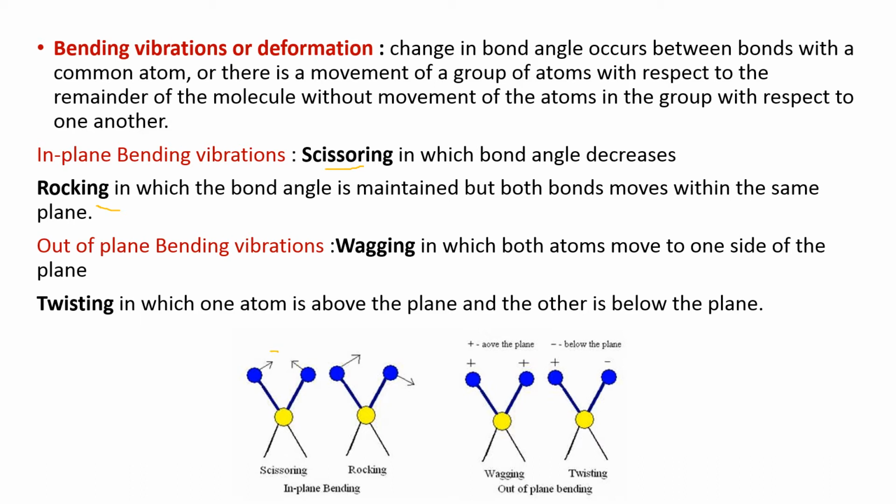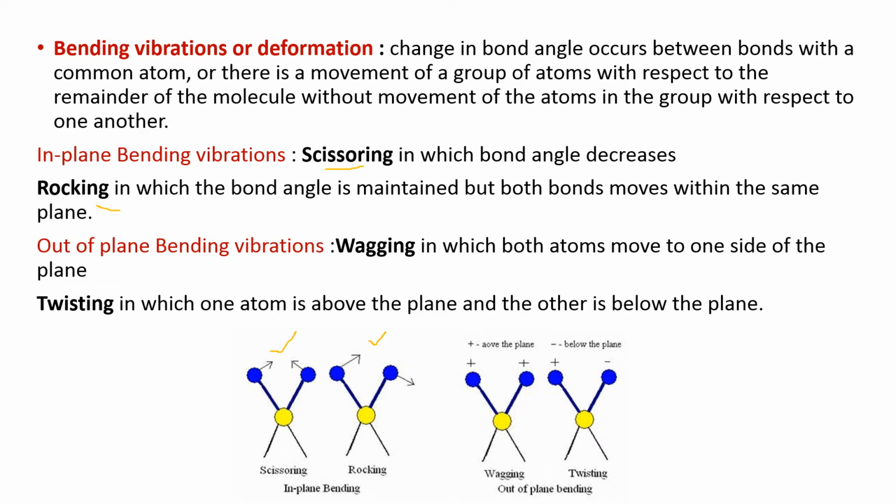This is called scissoring, the movement like a scissor. Rocking, in which bond angle is maintained but the bonds move within the same plane. That is the reason why rocking is in-plane bending. There is no change in the bond angle, though there is a vibration between the atoms.